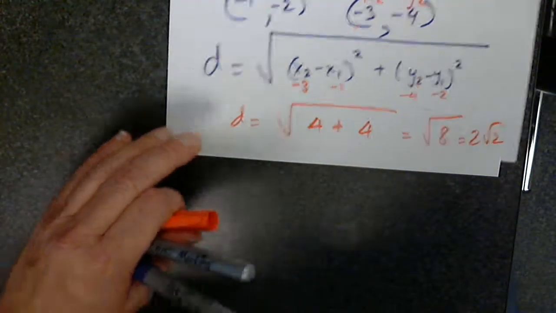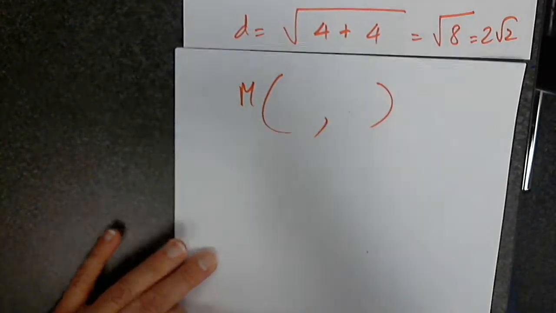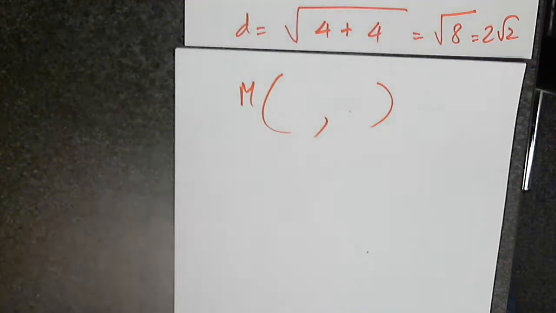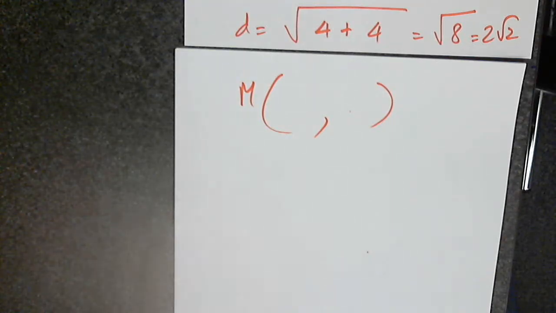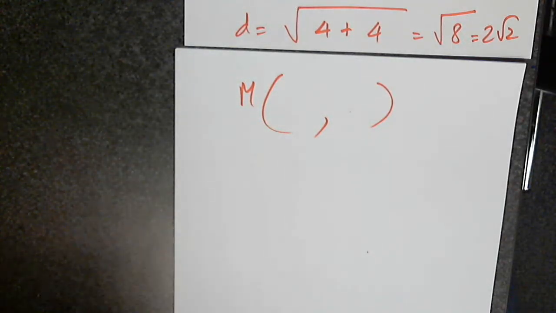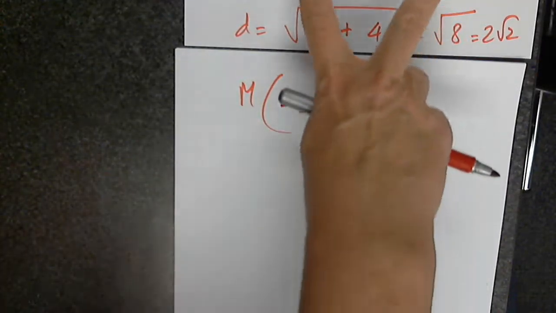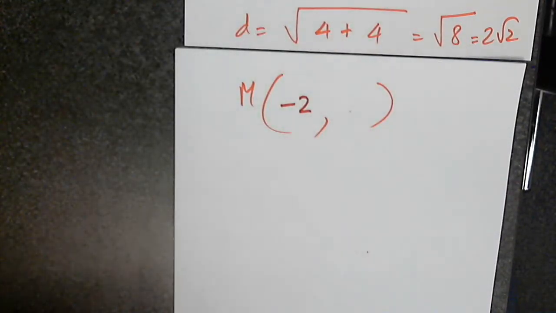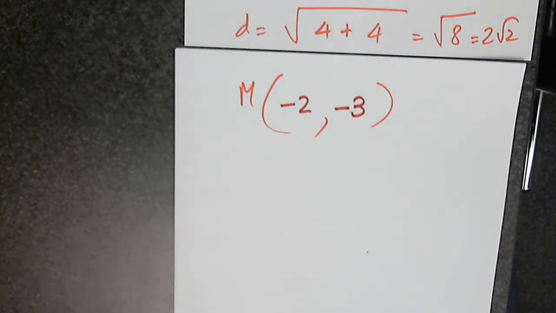Now, let's also add the midpoint here. It's the average of x's, comma, the average of y's. So when you add negative 1 to negative 3, you get negative 4, divide that by 2. When you add negative 2 to negative 4, you get negative 6 divided by 2. So the midpoint, the coordinates of the midpoint are those.